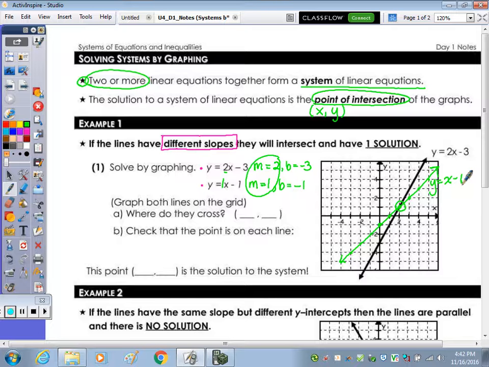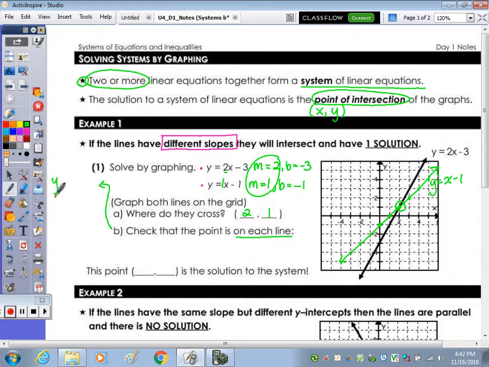Okay, so that point of intersection is our solution. It's the answer. So where do they cross? They cross at 2, 1. To verify, for me to prove to you that it is indeed the solution, we can see that it's on each line, but say we didn't actually have the picture. So I'm going to prove to you algebraically, or by hand, that it indeed is on both of the lines. So the first thing I'm going to do is plug it into, I'm going to do this on the side.